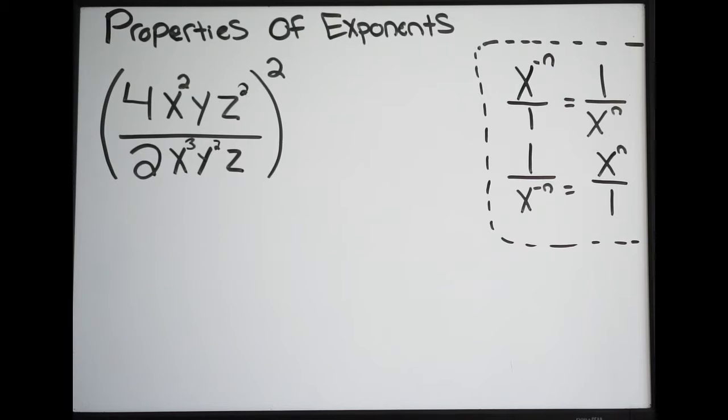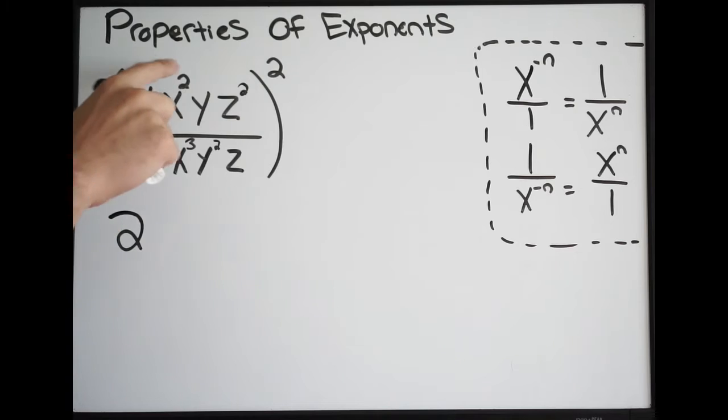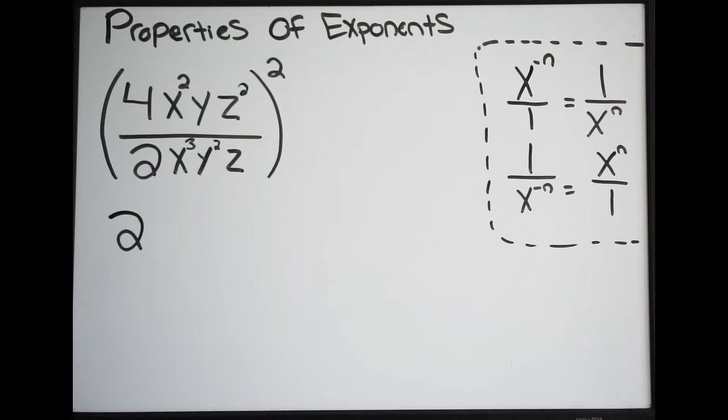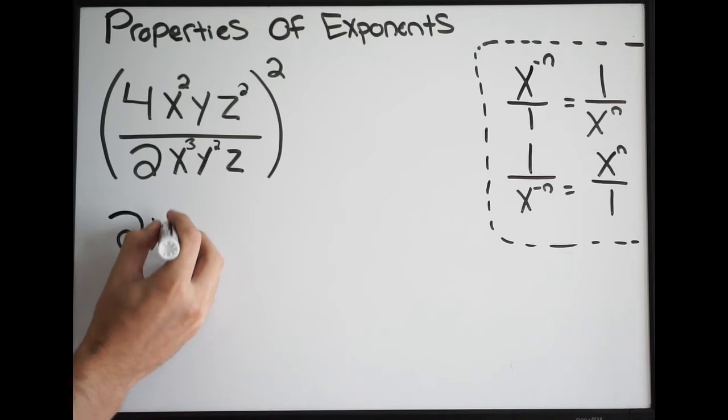I always like to work on the coefficients first. So in this case, we're going to do 4 divided by 2, which we get 2. Now, look at your variables. I have an x, and if I look on my denominator, I also have an x. So if we have the same base and we're dividing, we subtract the exponent. So again, I have the same base, I'm dividing, so I subtract the exponent. So 2 minus 3 is negative 1. So now I have x and a negative 1.